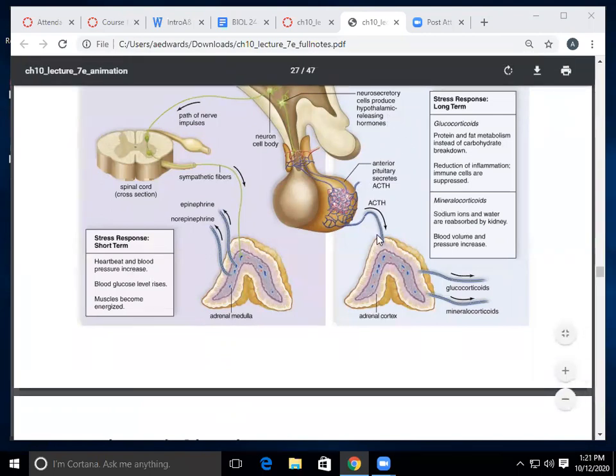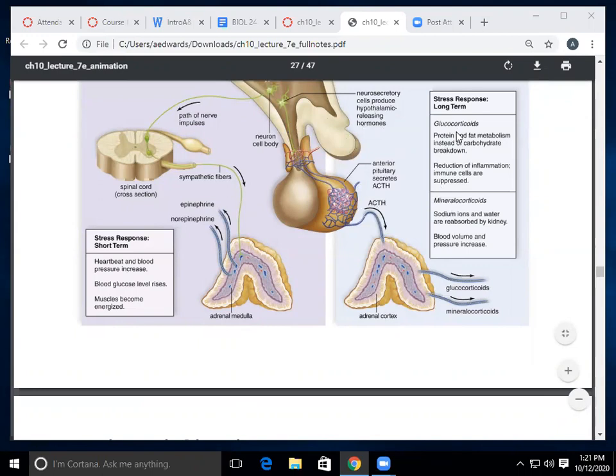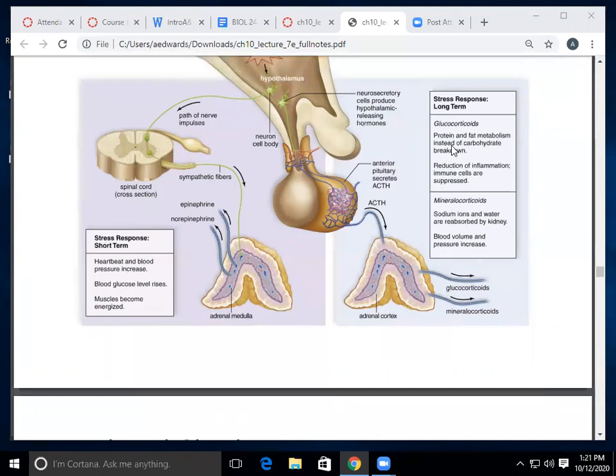Now, for the adrenal cortex, again, your neurosecretory cells produce these hypothalamic releasing hormones, so they're going to release ACTH out of the anterior pituitary. You go to the adrenal cortex, you get a long-term response, and you're going to release glucocorticoids and mineralocorticoids.